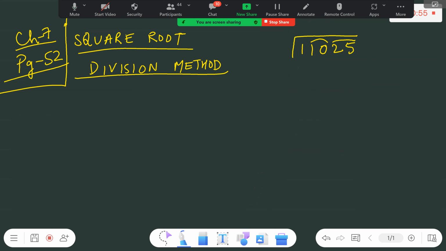205. Just near 1025. So this time we can see it is 5, isn't it? Yes, sir. This is 5 here. So 205 into 5 is 1025. What is the remainder? 0. Is there anything else left? No, sir. Therefore, the square root of 11,025 is equal to 105.